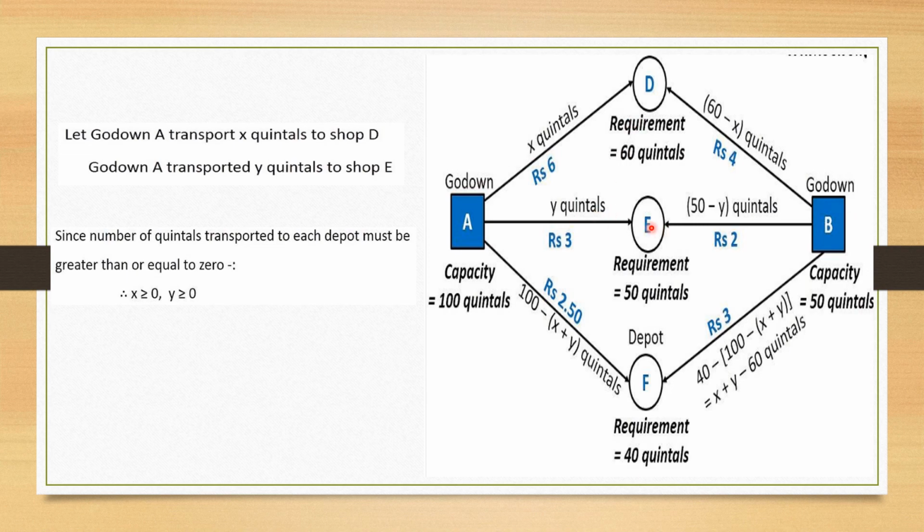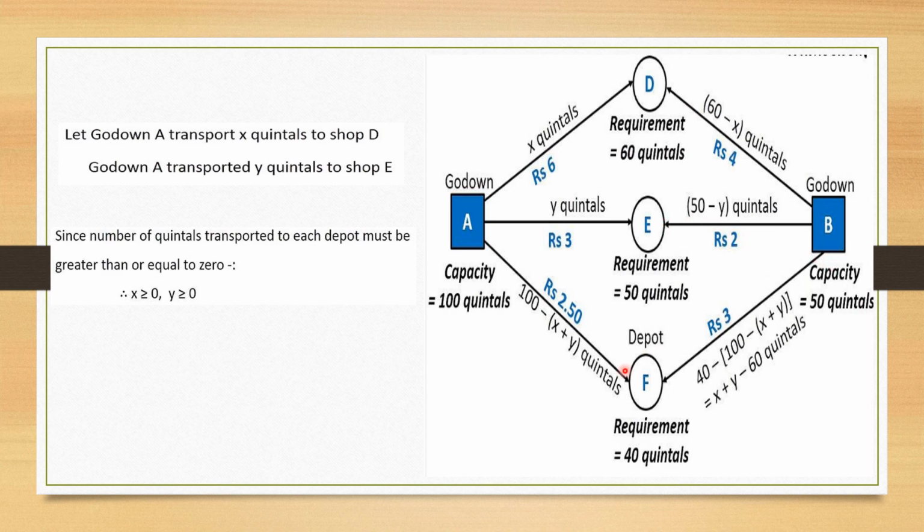Similarly, come to E, concentrate at E. E has already taken Y quintals from A. It requires 50 quintals, so its requirement from B is 50 minus Y, to make 50 quintals. Both of them added together will give you 60 quintals. Clear? Okay, I think it is very clear. So 60 minus X to D, and 50 minus Y from B to E.